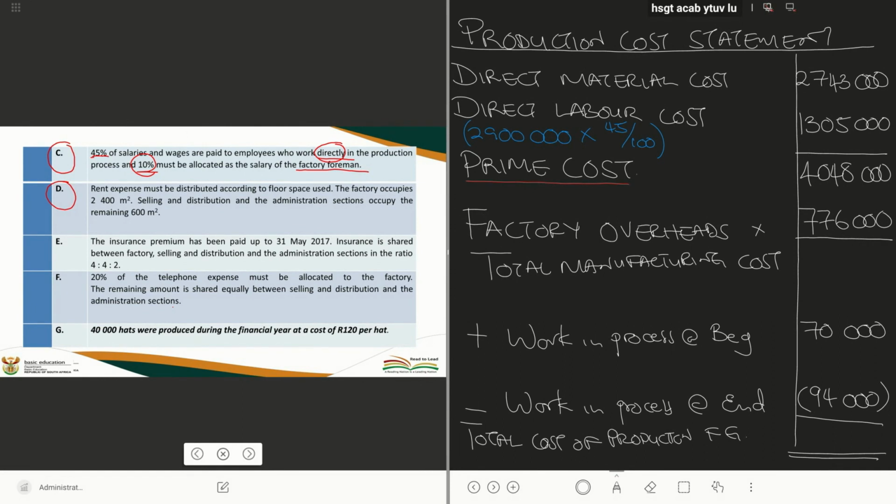And then we're going to add it now. Have your calculator? 748,000 plus 776,000. How much does it give you? 4,824,000. Then you're going to add, what do you add? Your work in process at the beginning, plus 70,000. And it will now give you 4,894,000. Then you subtract your 94,000. And then you end up with the total cost of production of finished goods being 4,800,000.